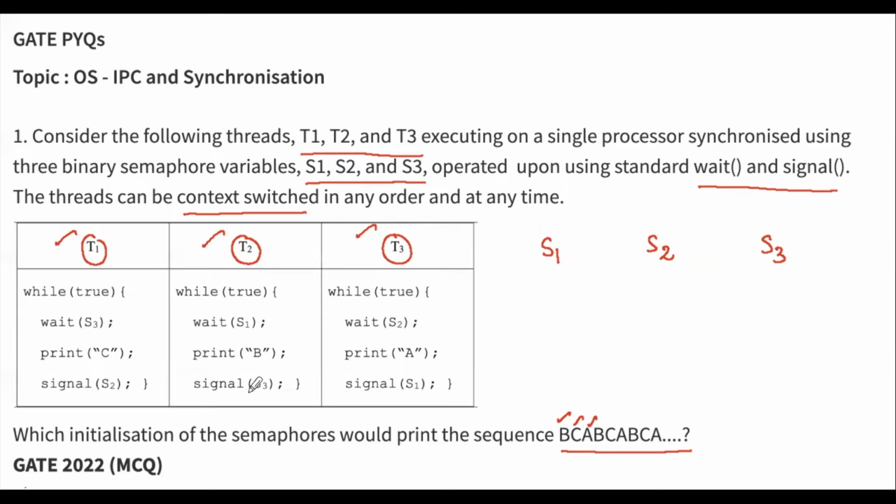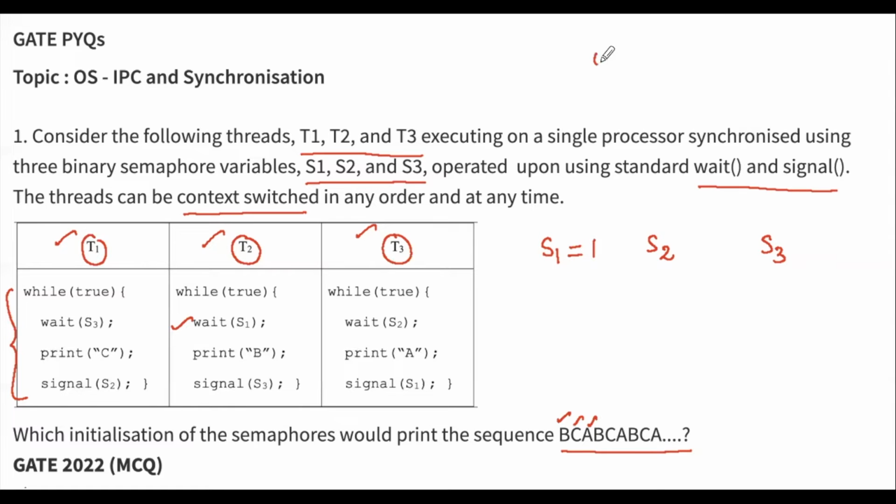This is an infinite loop. All of these are infinite loops because the sequence is infinite, so we have to keep infinite loops to print this sequence. First I'll move on to thread 2. For this to get activated, first I have to keep S1 as 1, so that the wait of S1 makes S1 as 0.